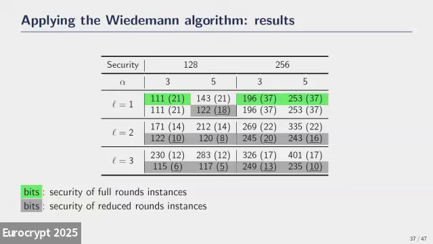The gray boxes are the reduced round complexities, in the sense that they show the number of rounds for which the security of the primitive is below the claimed security.